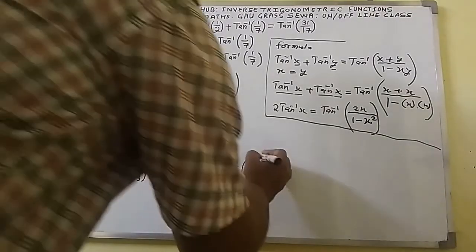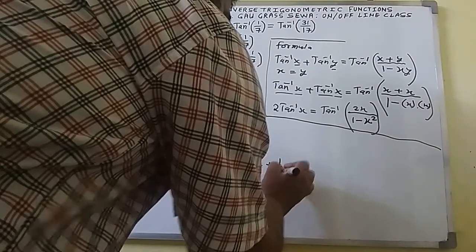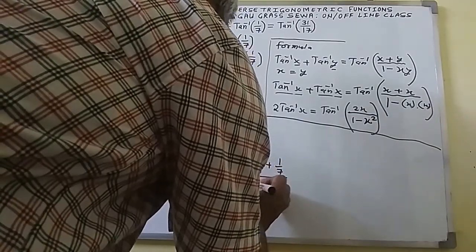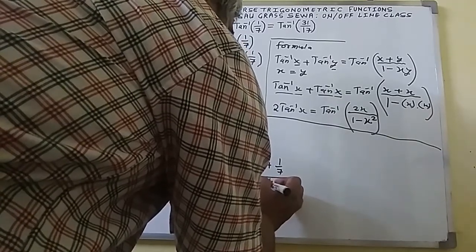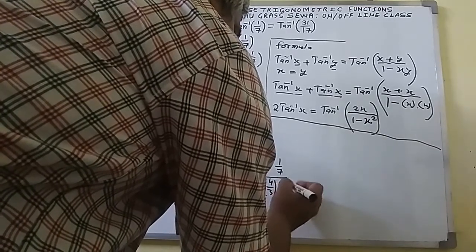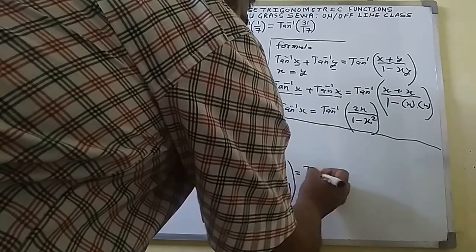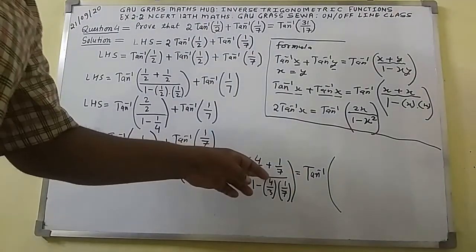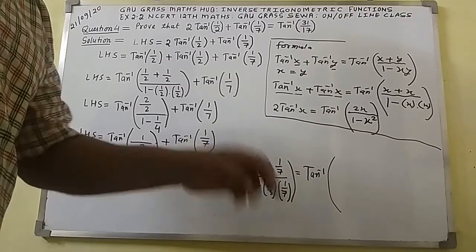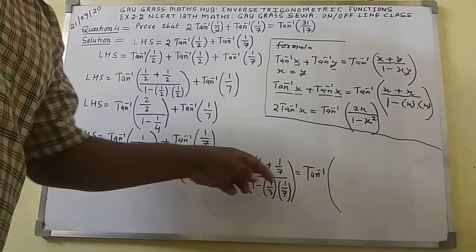So it will become 4 over 3 plus 1 over 7 whole over 1 minus 4 over 3 another bracket 1 over 7. This is the case. Now on simplification you will get here tan inverse in bracket. Here you can see in denominator 3 is there, in denominator here 7 is there. LCM of 3 and 7 will be 21. So here you can write 21.